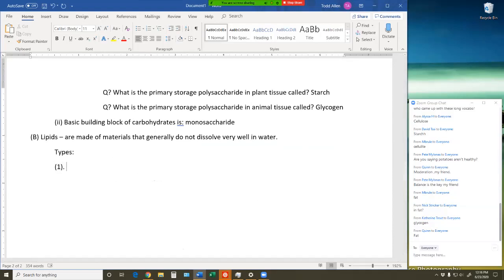First, we have triglycerides. Now, triglycerides can be made of both fats and oils. So think of canola oil or any kind of oil you might cook with. That is a triglyceride-based oil. And triglycerides have the chemical structure you see on page 33, figure 217.